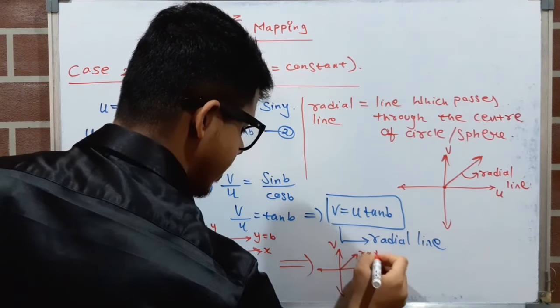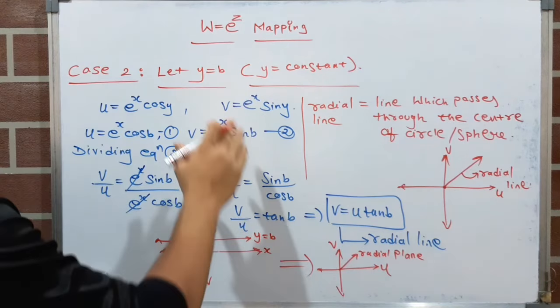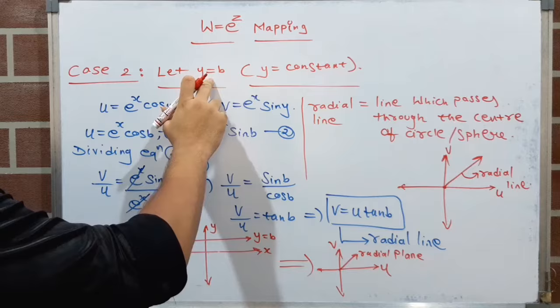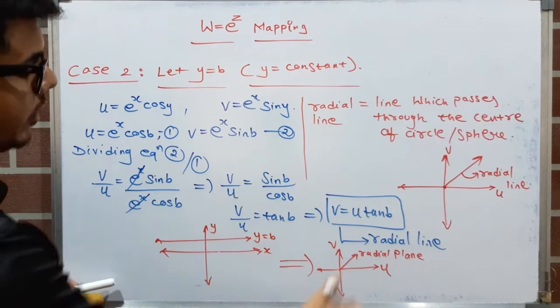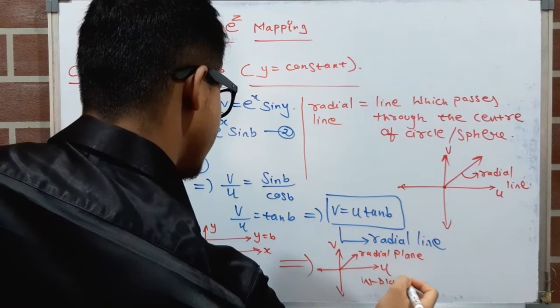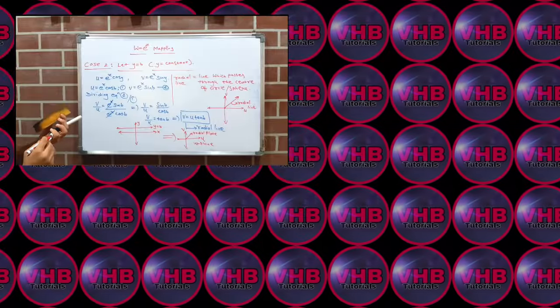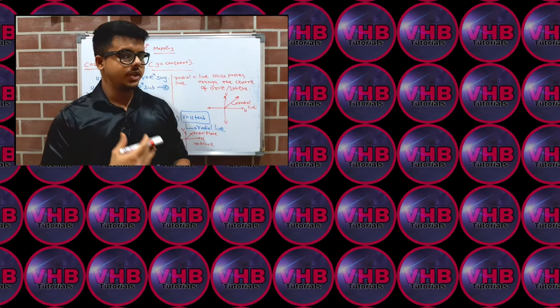So remember that whenever y is constant in the mapping w equal to e raised to z, that line will be transformed into a radial line in the w plane. So that's all for today. I hope you understood this whole topic.